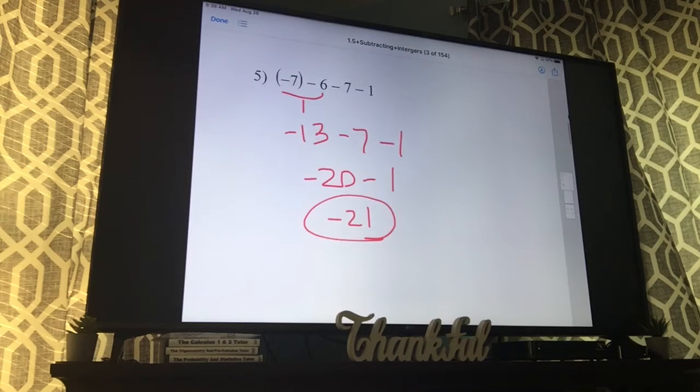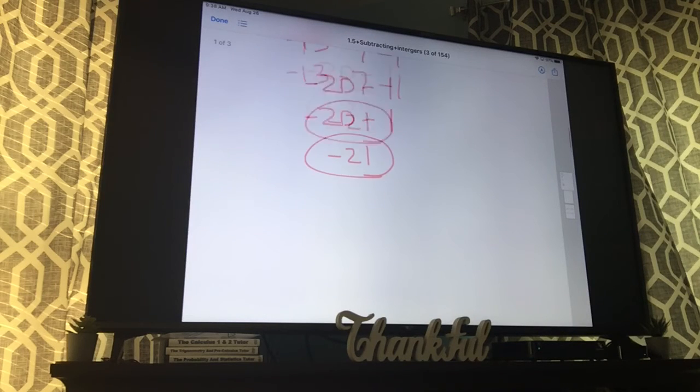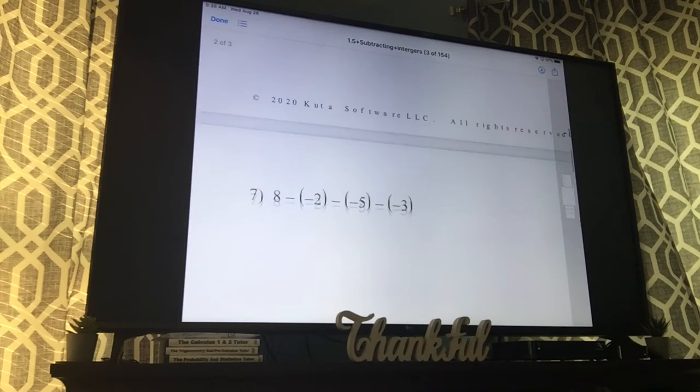Okay, and once again, you don't really have to write all these steps down. If you're using a calculator or whatever and you just type it all in and get negative 21, that's great, okay? I just care about your answer.